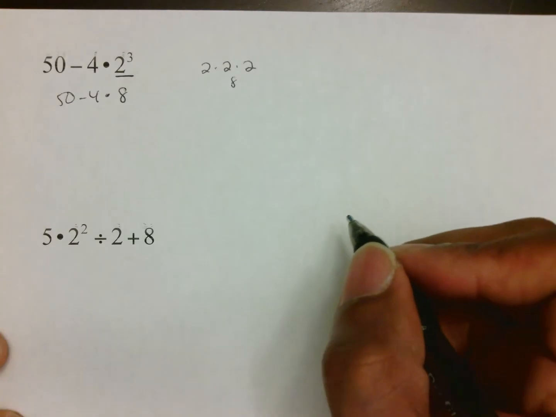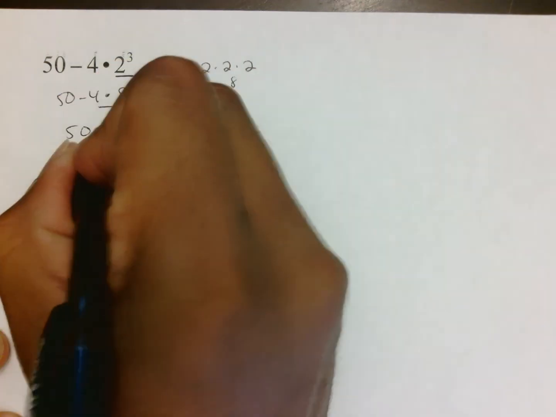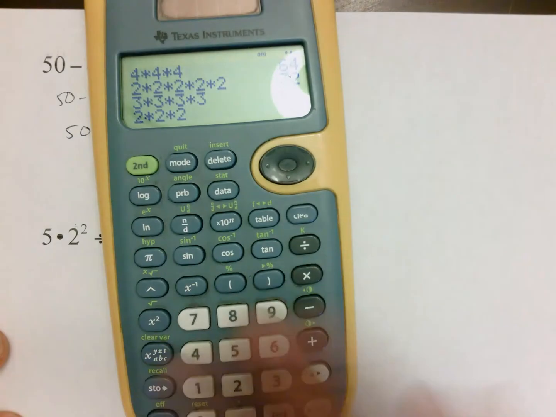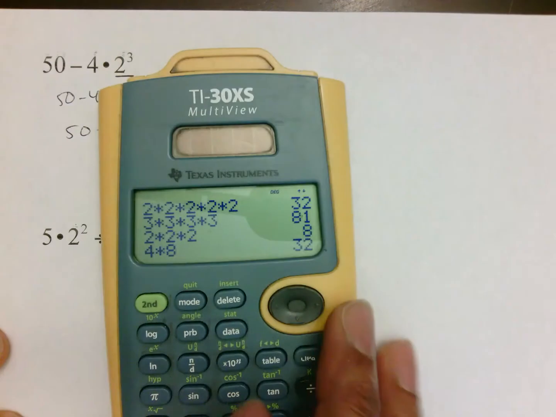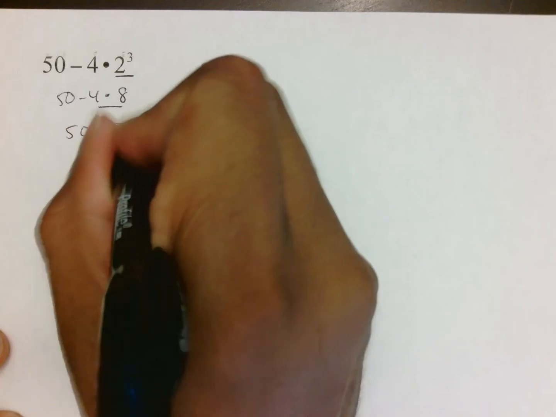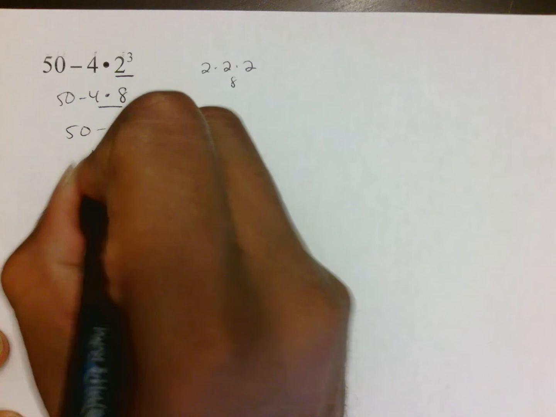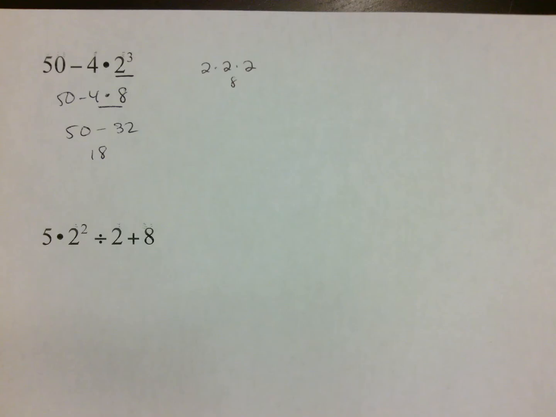Now we do what we did yesterday, looking for our first teacher, which is here. 4 times 8, if you need your calculator, is fine. Just type it in. Gives me the answer of 32. And then 50 minus 32, if you don't know, is 18.